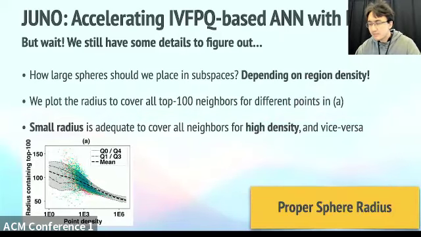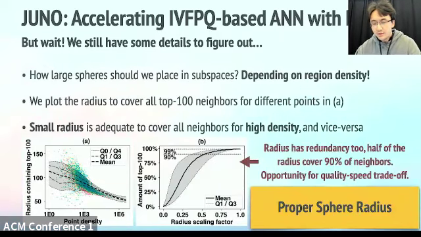As shown in the bottom left figure, centroids in high density regions only need a very small radius to cover all potential neighbors, while centroids in low density regions may even cover less than 100 points with the same radius. So we set the sphere radius depending on the density of the region where the centroid is located. Moreover, there is also a power law in radius. By applying half of the radius, we still get 90% of the true neighbors. And this gave us an opportunity to trade off between quality and speed.